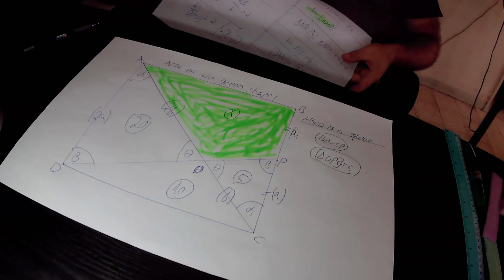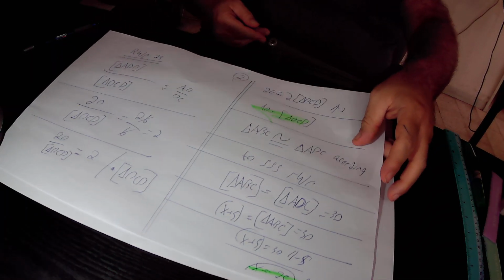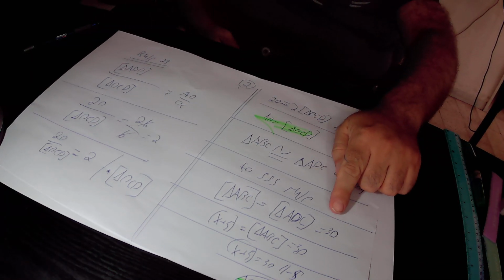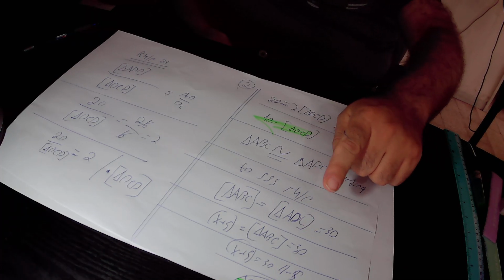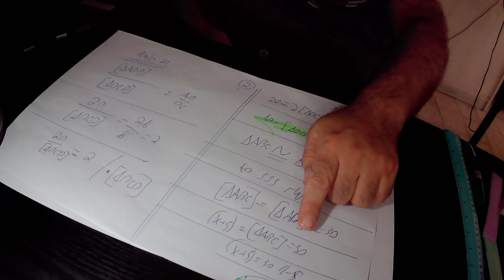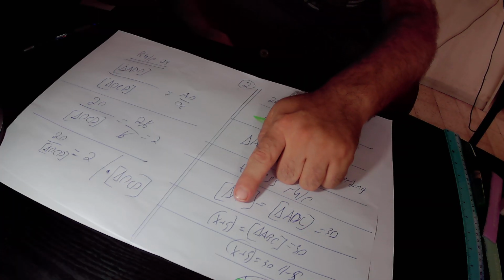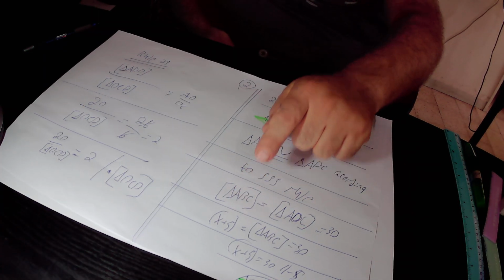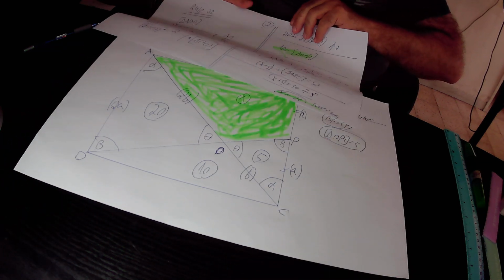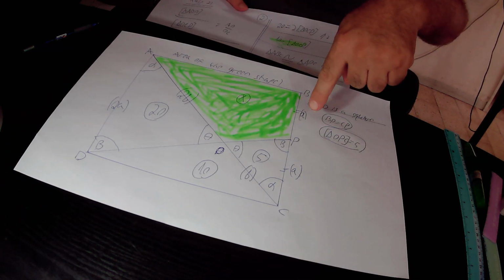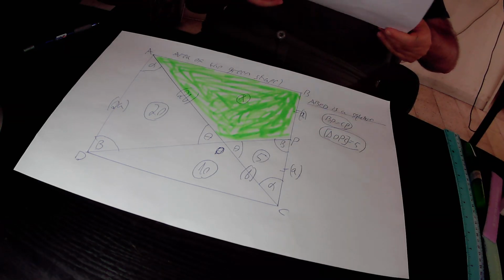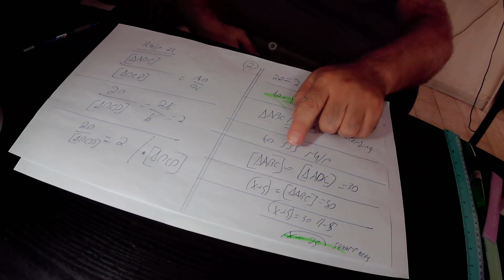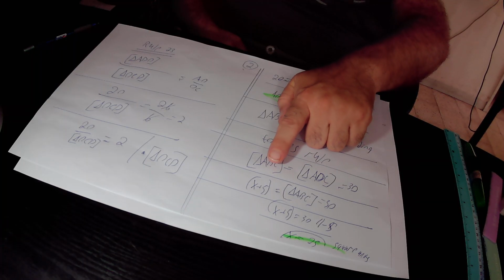So from one side, the area of triangle ABC equals 30 square units, and from the other side, the area of triangle ABC equals x plus 5 square units. Again, this right triangle ABC equals x plus 5 square units.